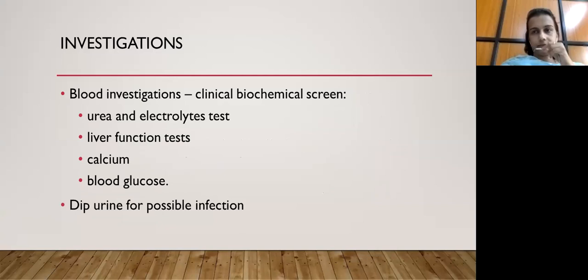Why do you do the blood investigations? Again, to find the cause of the symptom. One of them can be uremia, renal failure causing nausea, so you have to do urea and electrolyte tests. Another can be hypercalcemia, so electrolytes are important. Liver function test, because in end stage it can be hepatic encephalopathy or liver failure, so LFT is important. Calcium, blood glucose, and a patient can present with an infection, and the presenting complaint can be nausea and vomiting, so dip urine for possible infection.